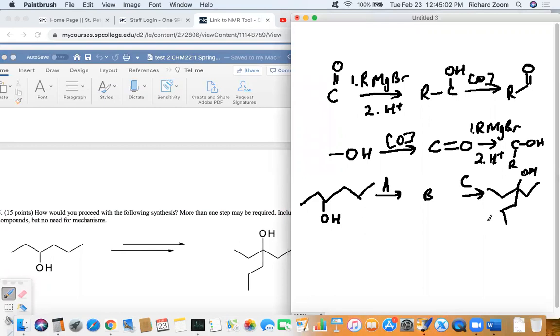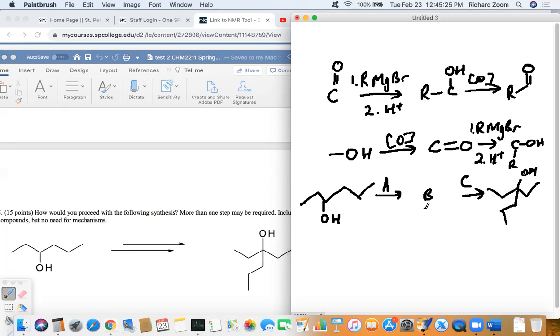So now we have to figure out, well, what's going on here? Since this test is about aldehydes and ketones, you can be pretty sure that B would have to be an aldehyde or a ketone, because if it wasn't, I don't know what else it could be, since these are both alcohols. So I would expect that to be an aldehyde or a ketone.